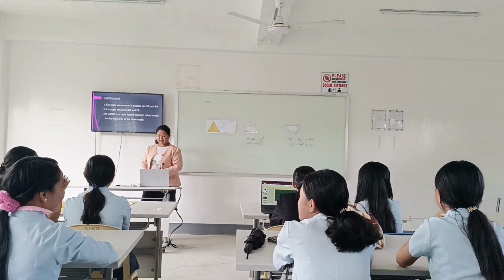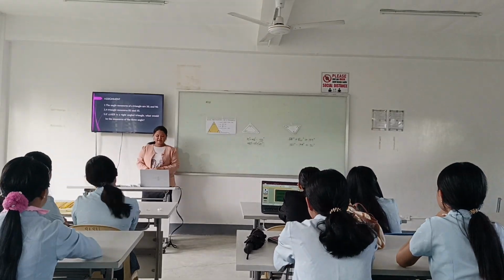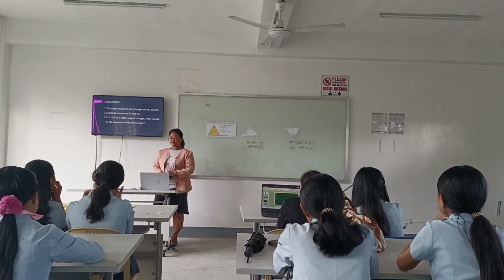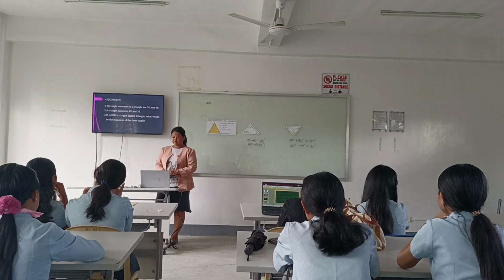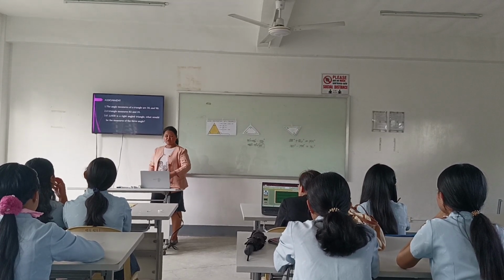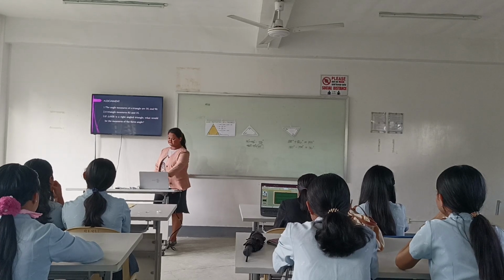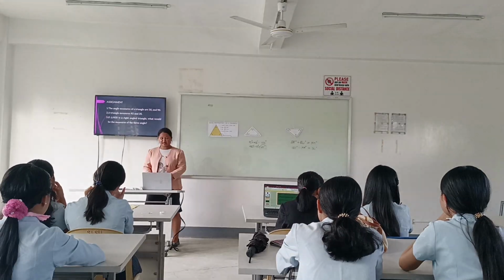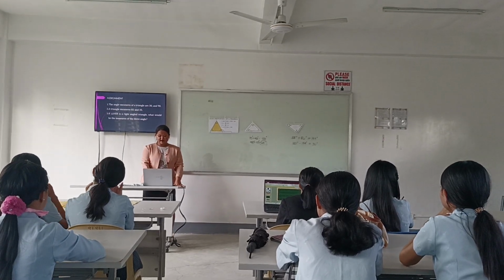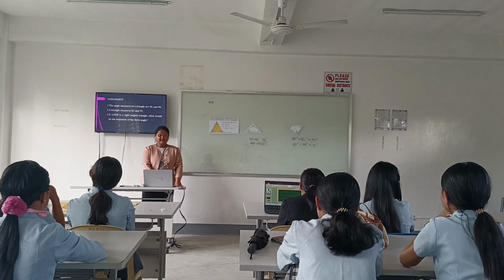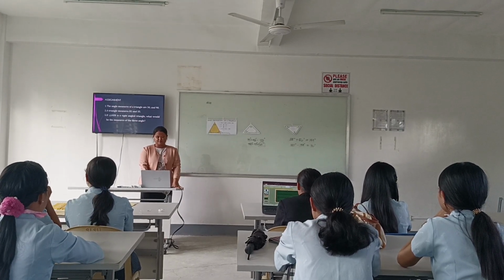For your assignment, number one, the angle measures of the triangle are 30 and 90 degrees. Number two, a triangle measures 82 degrees and 35 degrees. Number three, if the triangle HER is a right angle triangle, what would be the measures of the three angles?